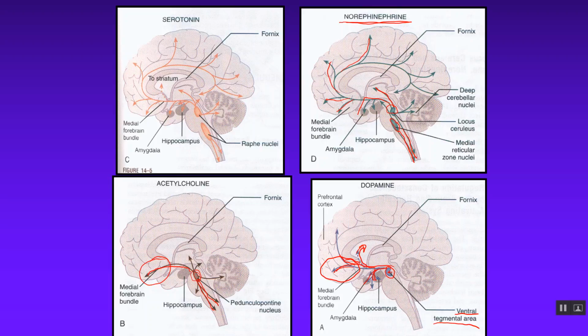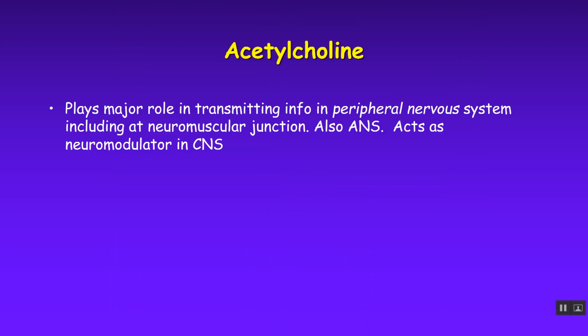So we're going to go through each of these real quickly and just talk about their basic function. So let's talk about acetylcholine. This is the one that's not an amine, a peptide, or amino acid. Acetylcholine is that exception. It plays a major role in transmitting information in the peripheral nervous system. It's the fast-acting neurotransmitter in the peripheral nervous system, especially at the neuromuscular junction. It acts also in the autonomic nervous system as well.